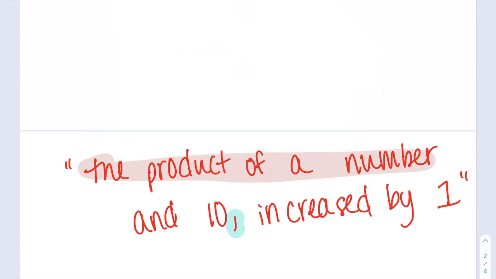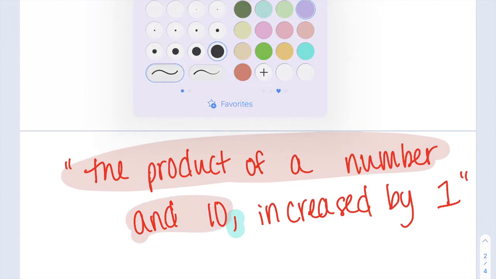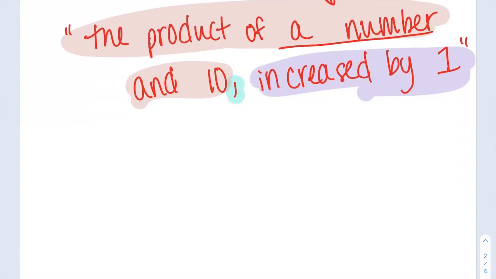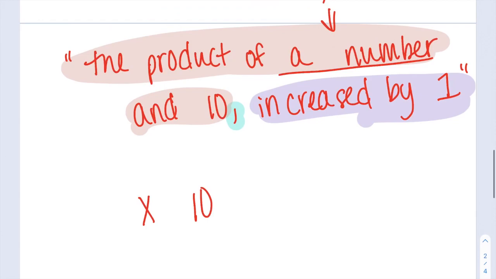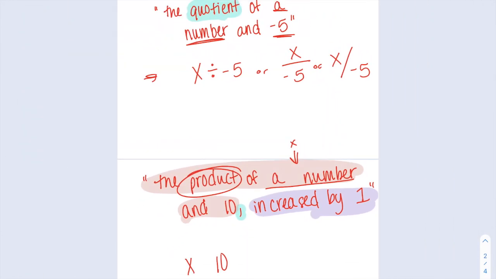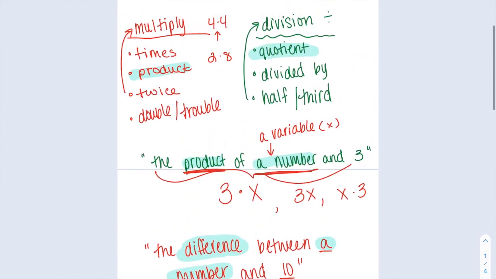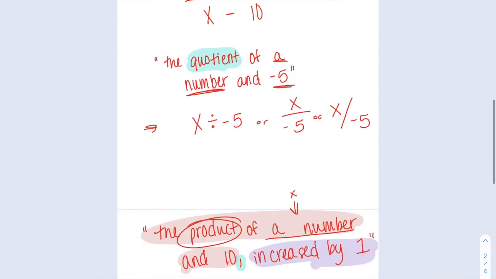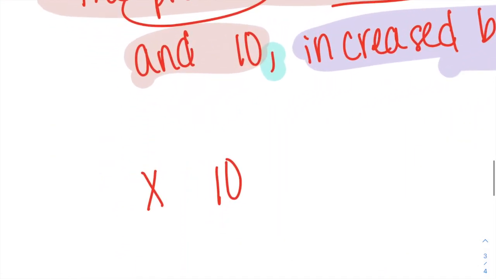First, I need to find out what a product of a number and 10 is, and then I need to increase that by 1. So I know a number means x and 10 means 10, so I'm going to write x and 10 here. And I'm going to discover what a product relates to. Is a product adding, multiplying, dividing, or subtracting? We have already highlighted product. This means that our first part of the problem is multiplication. So the very first part is I have x times 10.